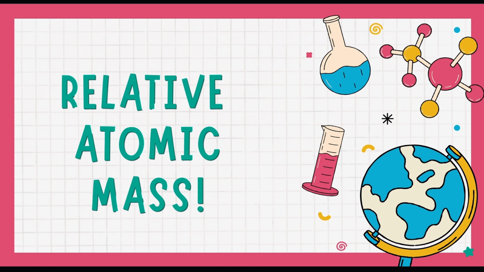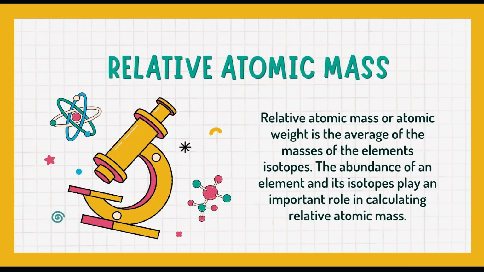Now, let's move on to relative atomic mass. In case you're wondering what relative atomic mass is, relative atomic mass, or simply known as atomic weight, is the average of the masses of all the isotopes of a given element when compared to the average mass of another element. It can either be hydrogen or carbon. The abundance of an element and its isotopes play an important role in calculating relative atomic mass.